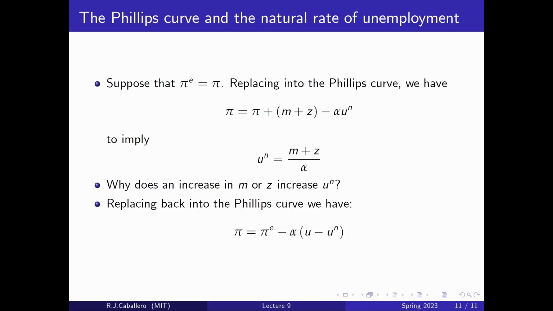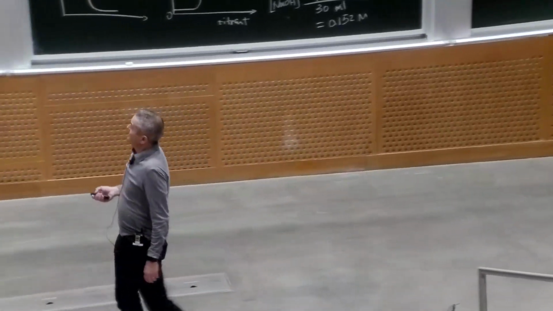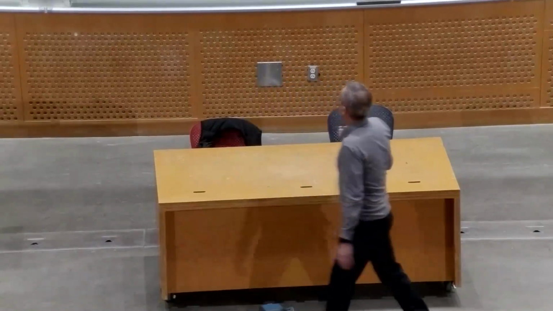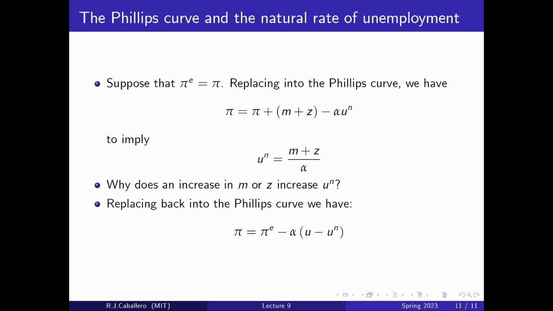And once we have that, we can go back to our Phillips curve and rewrite it in this way. This is the way we typically write it down, in which inflation is decreasing in the unemployment gap. If the unemployment is above the natural rate of unemployment, that means inflation will tend to be below expected inflation. If expected inflation happened to be equal to lagged inflation, that means if unemployment is above the natural rate of unemployment, then inflation will be falling.